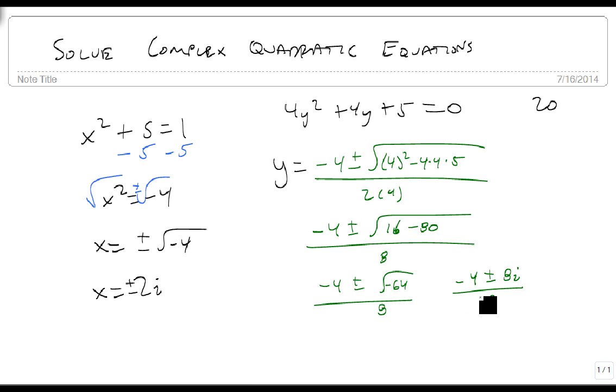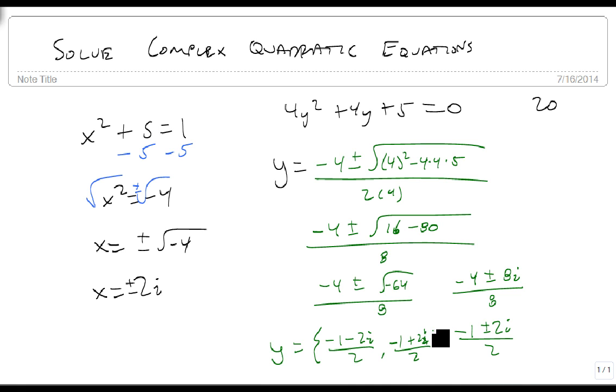So if we leave it the way it is, the 8 doesn't go into the 4 fully, but the 4 does go into the 8. So we do a minus 1 plus or minus 2i over 2. And our solution set is minus 1 minus 2i all over 2 and minus 1 plus 2i all over 2.